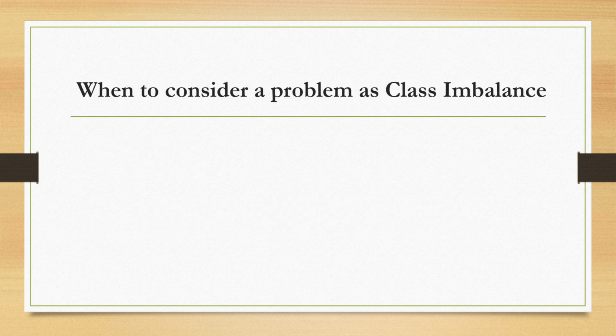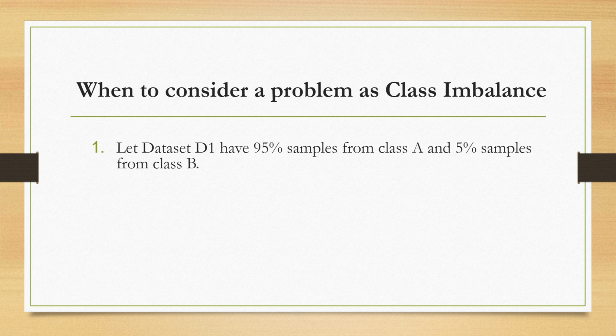Okay, so when class imbalance is there, when can we tell the data set is having class imbalance, and when can we tell the data set is not class imbalanced? For example, consider here we are having a data set D1 with 95% samples belonging to class A and only 5% samples belonging to class B.